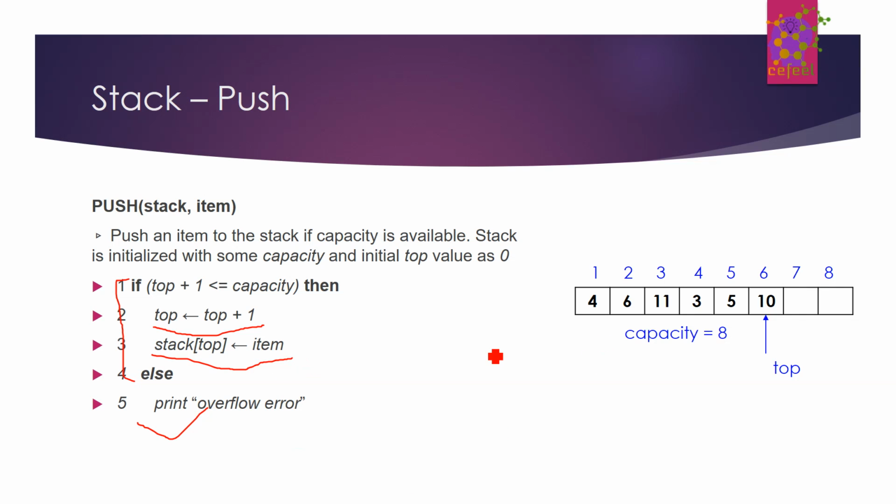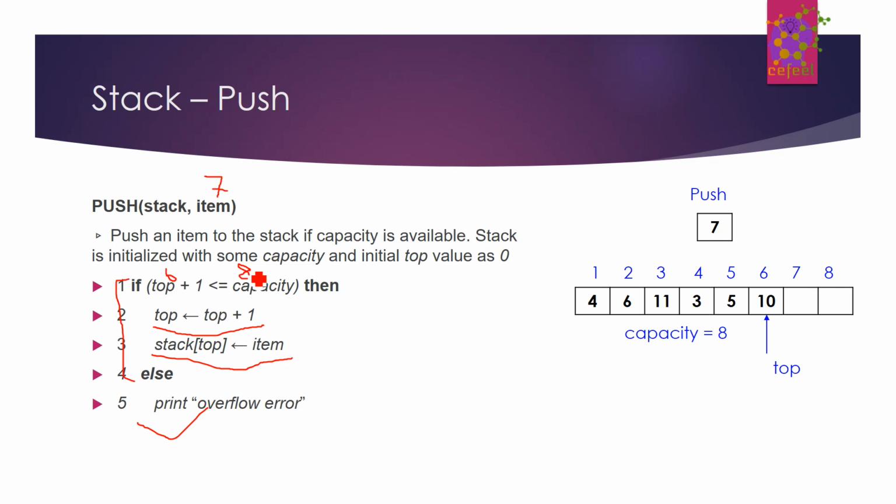Now let's add an item. Let's say we will add the item 7 to the stack. Now what will happen is it will call push with item as 7, and the first step it will check is top plus 1. Top is 6. We check 6 plus 1 is less than capacity, which is true because 6 plus 1 is 7. So we can add an element.